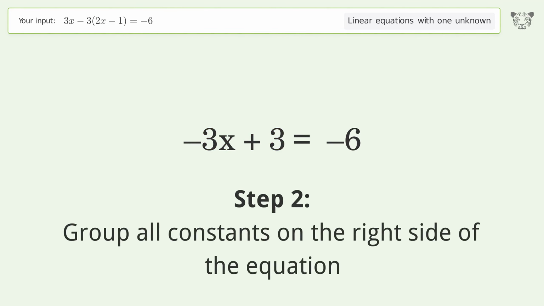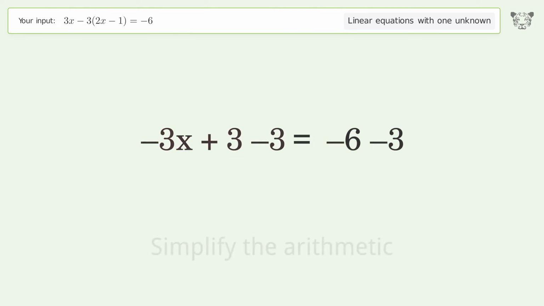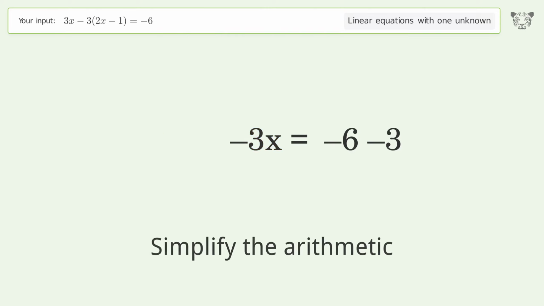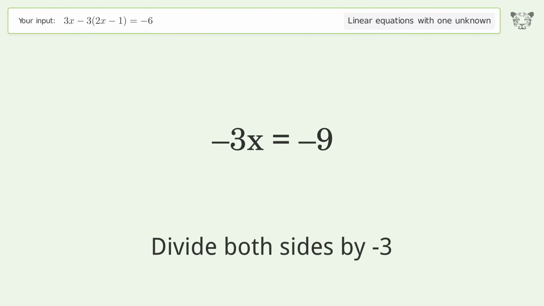Group all constants on the right side of the equation. Subtract 3 from both sides. Simplify the arithmetic. Isolate the x. Divide both sides by -3.